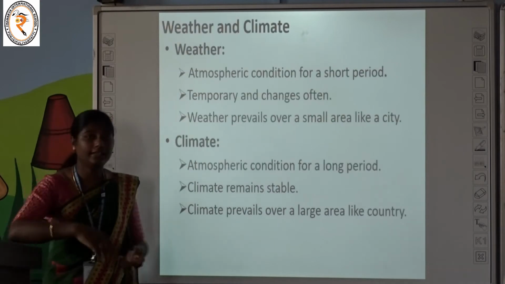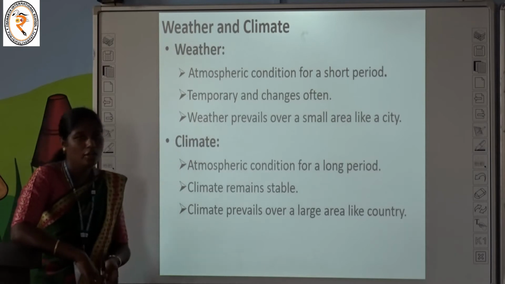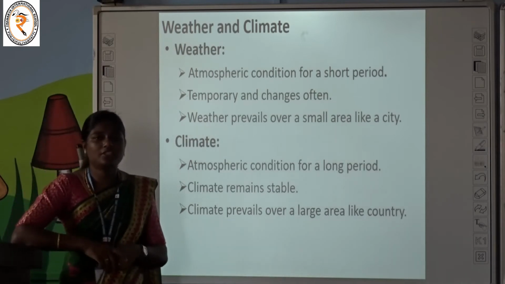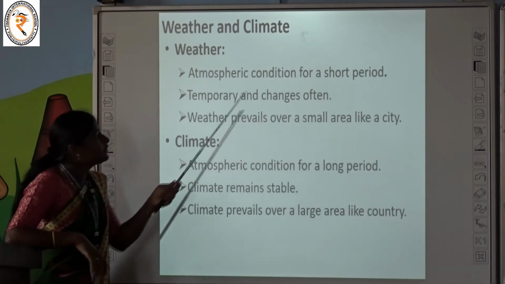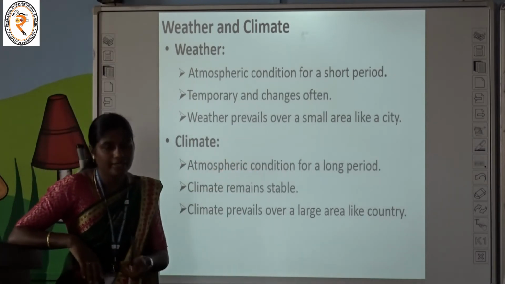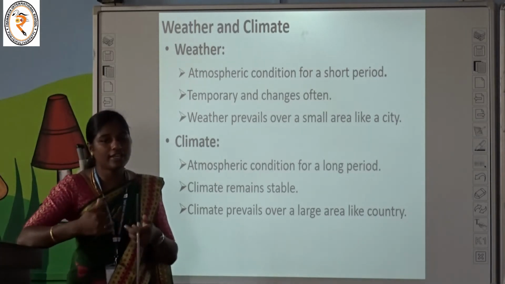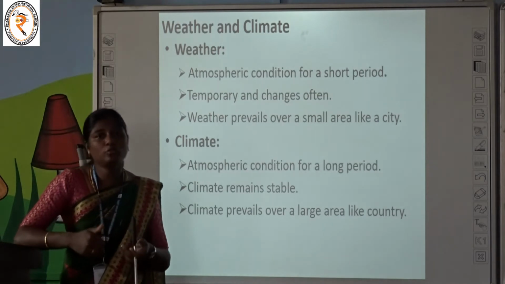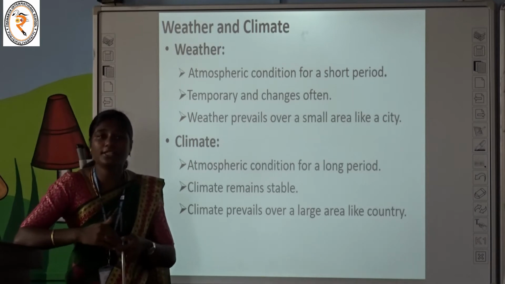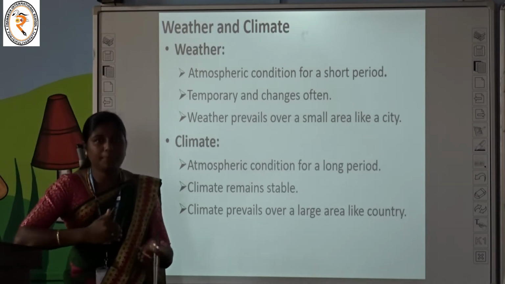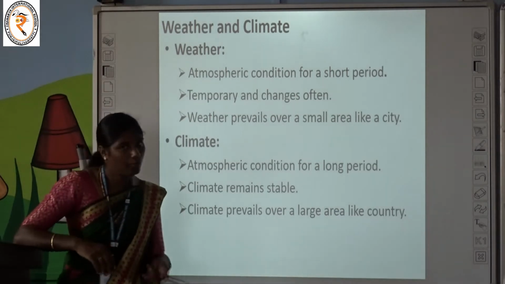Okay, the next one. Let us see the first topic, that is weather and climate. Do you know the difference between weather and climate, children? What is weather and what is climate? Weather means atmospheric condition for a short period. You can experience a very sunny morning, and by the afternoon or evening it may be a little bit cloudy. The temperature is pleasant. This short period of change is called weather. Short climatic changes are called weather.